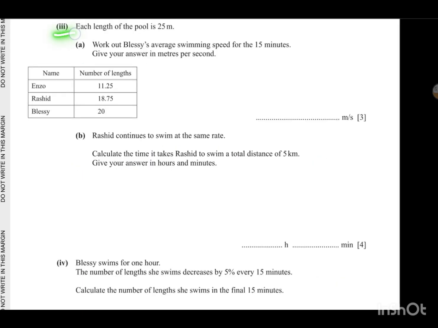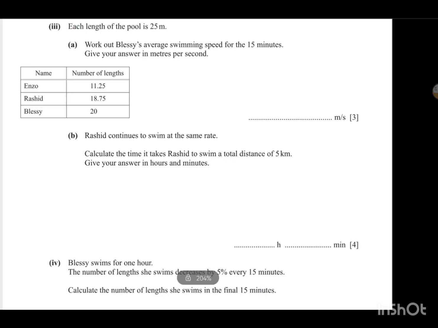Question 3. Each length of the pool is 25 meters. Question A. Work out Blessy's average swimming speed for the 15 minutes. Give your answer in meters per second. Now they have given us the length of the pool, and we know how many lengths each person has swum. So here Blessy's number of lengths is 20. So 20 into 25 will be the distance Blessy has swum, and now we have to find the speed. Speed is equal to distance by time.